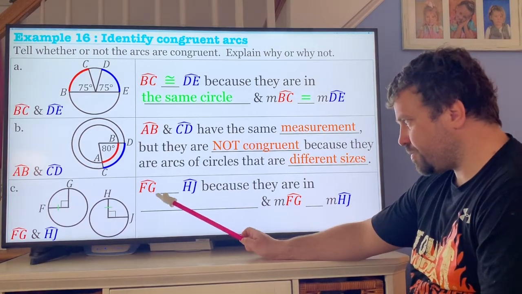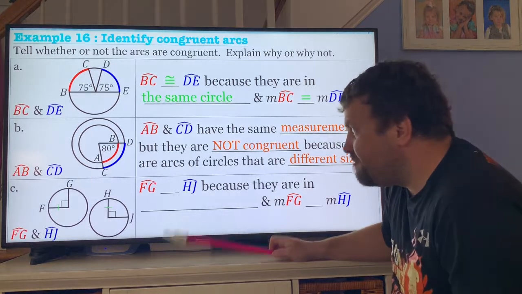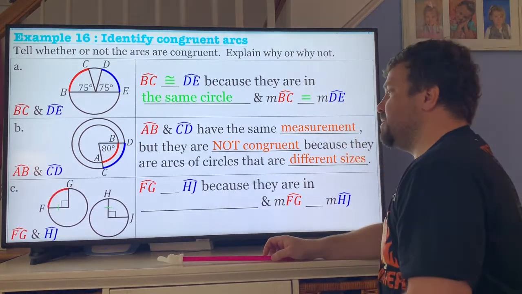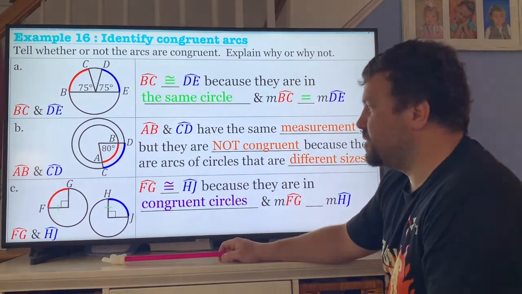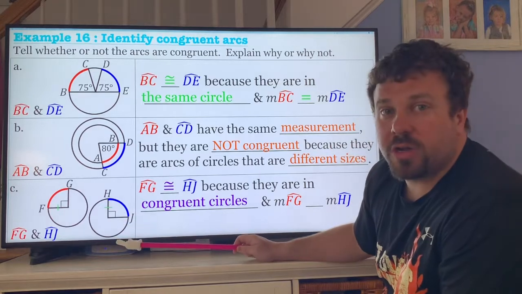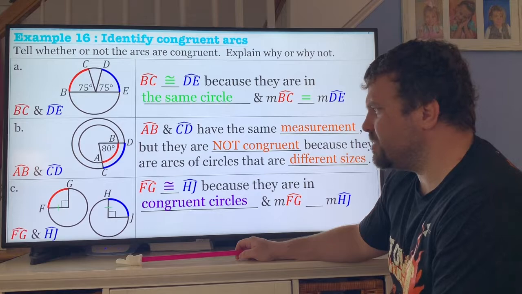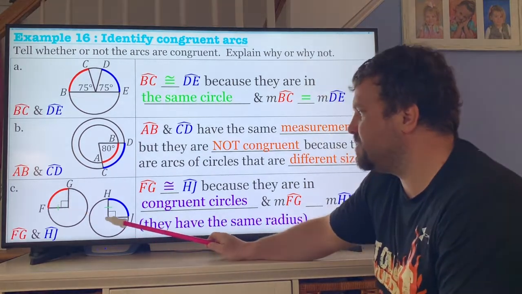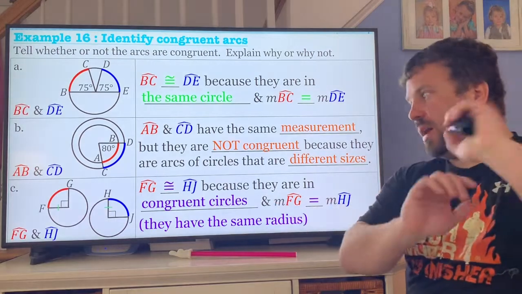So C, FG and HJ. What do you think? Yes, they are congruent. FG and HJ are congruent because they are in congruent circles. How do we know the circles are congruent? Because see these little green lines right here? Those are congruent radii. We have congruent radii, so the circles are congruent. Now, are the angles congruent? Yes, they are both, how many degrees? They are equal because they are both 90 degrees.